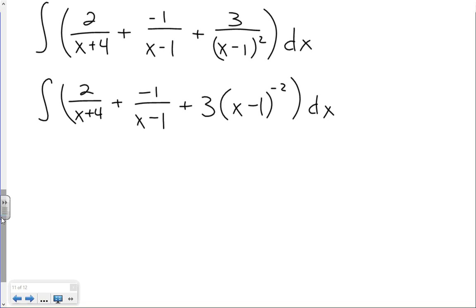All right, let's give it a shot here. Again, the first one is a logarithm. It's 2 times the ln of the absolute value of x plus 4. Second one's a logarithm, minus that negative 1 that's in the numerator, ln of the absolute value of x minus 1.